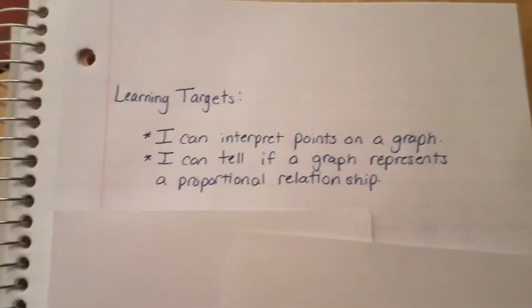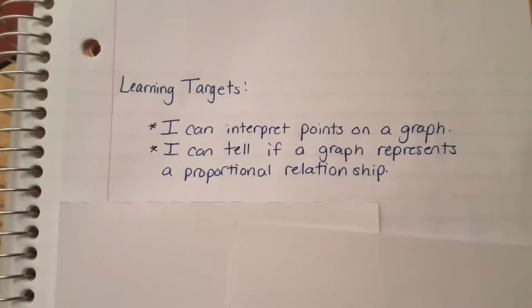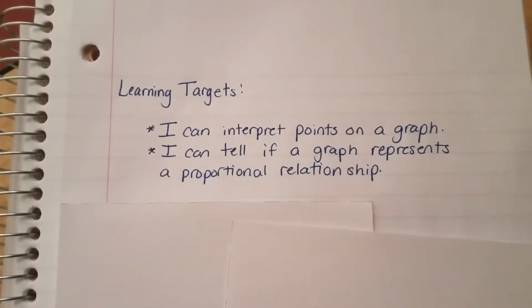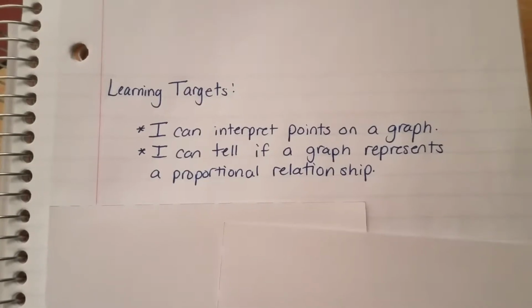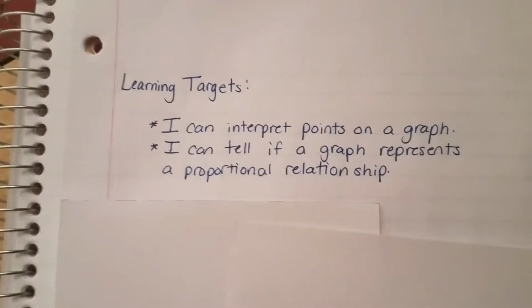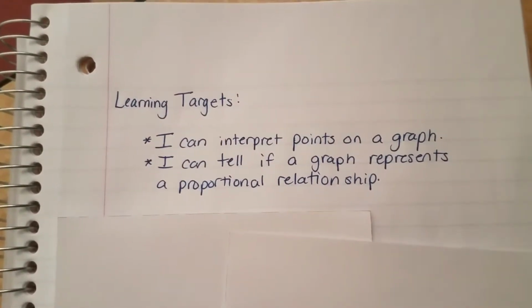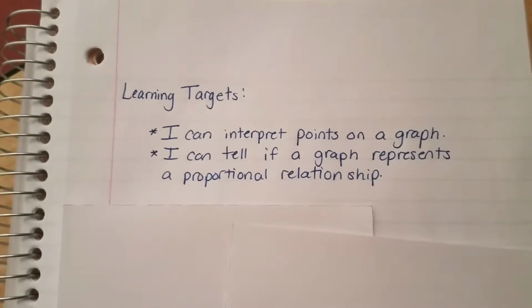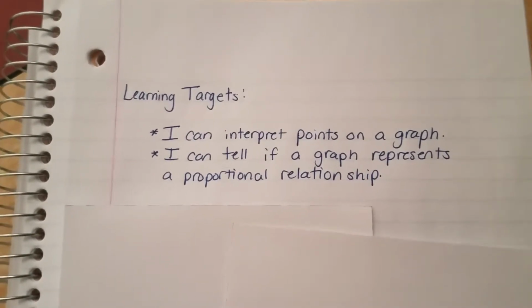Hey guys, so these are your learning targets for today. Go ahead and get out your interactive notebook and write these down. I'm sure you will have questions over this tomorrow, but we will go over all of that when I get back. So right now, here are your learning targets. First of all, I can interpret points on a graph. And second of all, I can tell if a graph represents a proportional relationship.